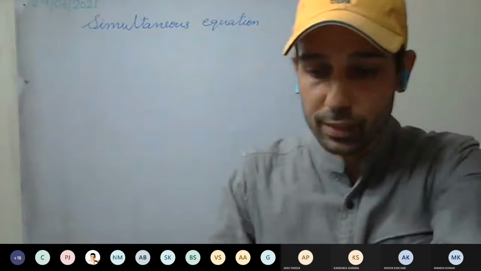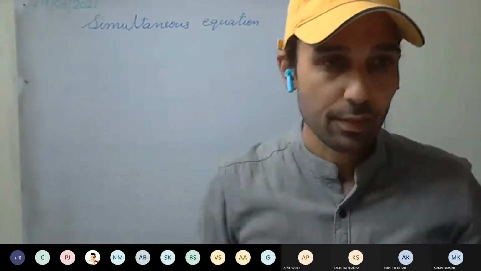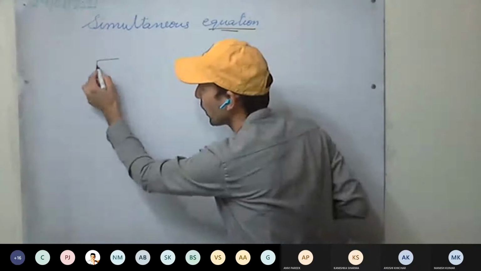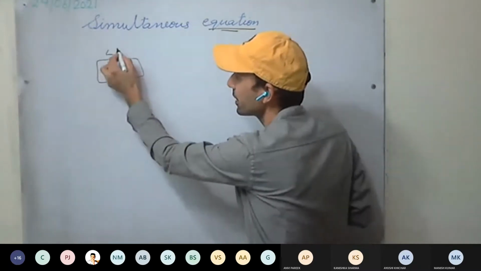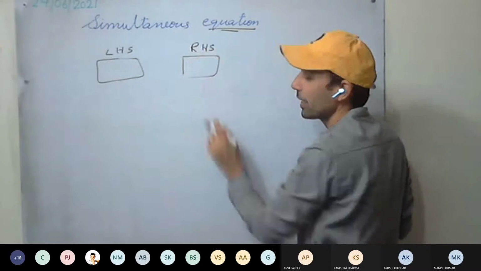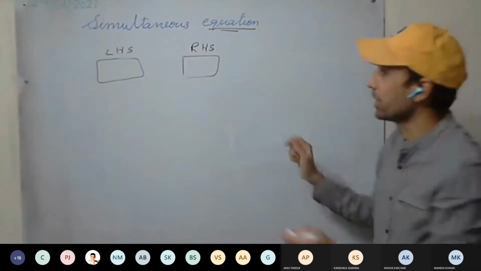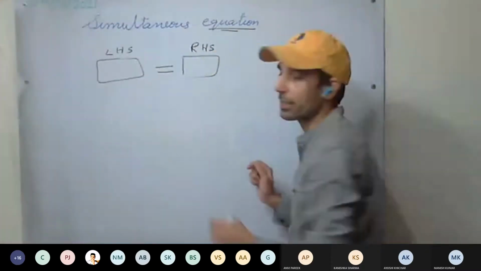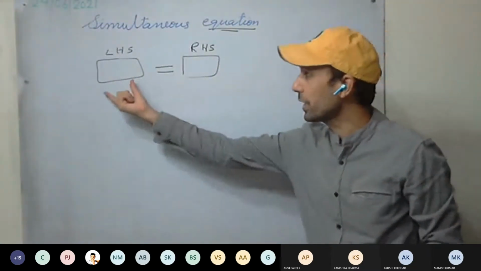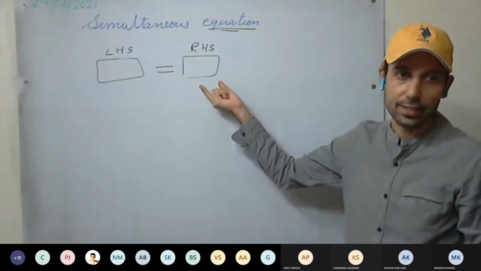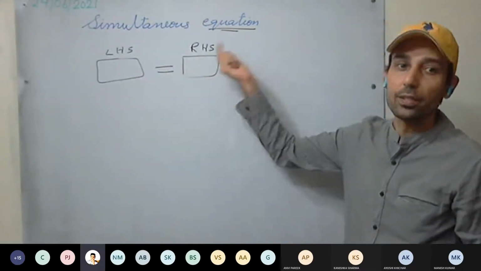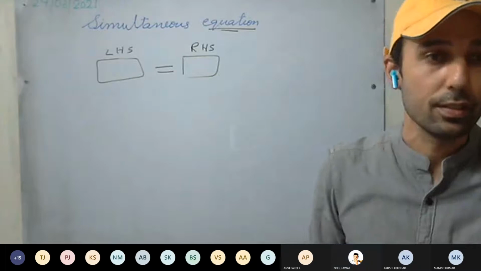Okay, what do you mean by equation? We'll be having two quantities, left hand side and right hand side. And how will these two quantities be related? They will be related by an equal sign. Okay, that's called an equation. That is, we are equating left hand side and right hand side, and how are these related? By an equal sign. Okay, any doubt?